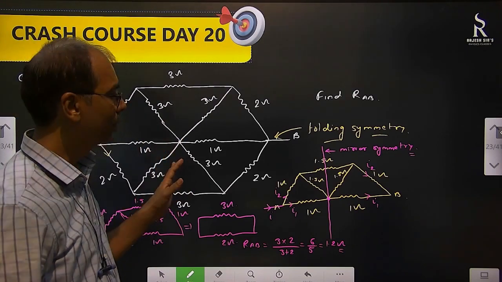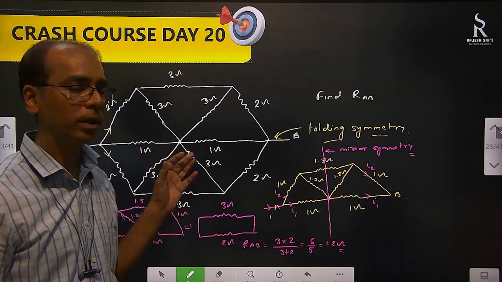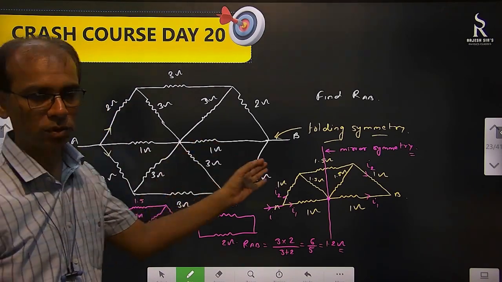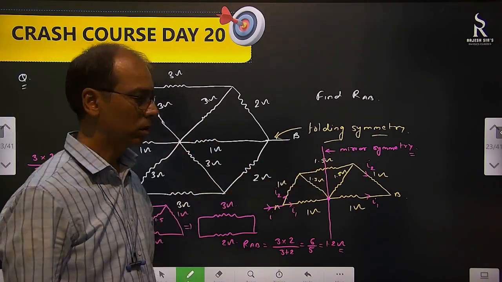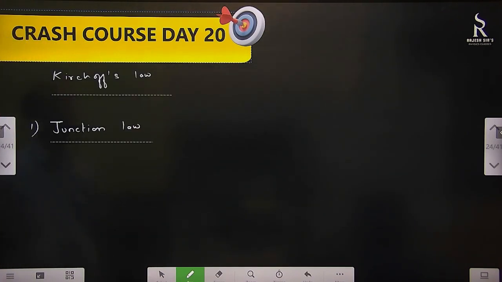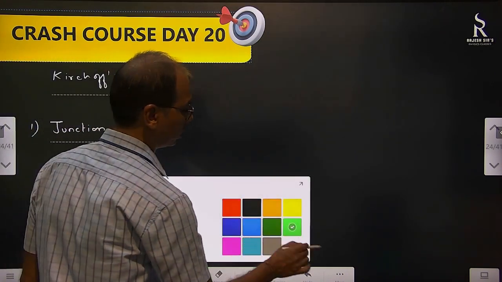Normally this is a very long question, so I don't expect that it will be given, but in this one both symmetries are used, that's why we use it. Okay, folding also, mirror also. Okay, see next. Now we are at Kirchhoff's law, very important.